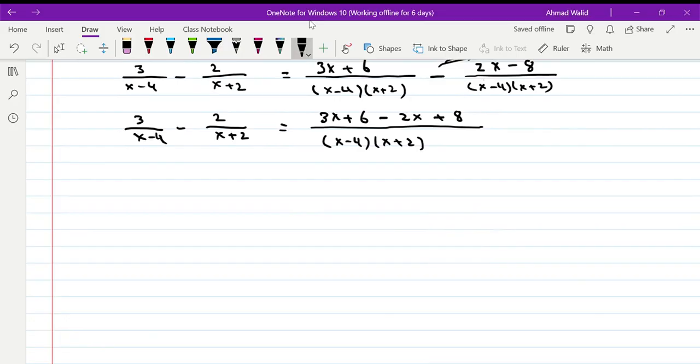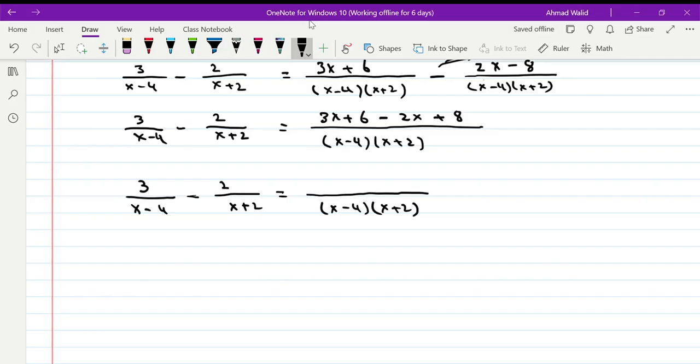Now to simplify, correct? I'll still keep the left side because I want to explain something for you. 3 over x minus 4 minus 2 over x plus 2 will give you on this side x minus 4 times x plus 2, the denominator, and at the numerator, simplify the numerator, which gives you x plus 14. Right? We did this before, adding or subtracting fractions.